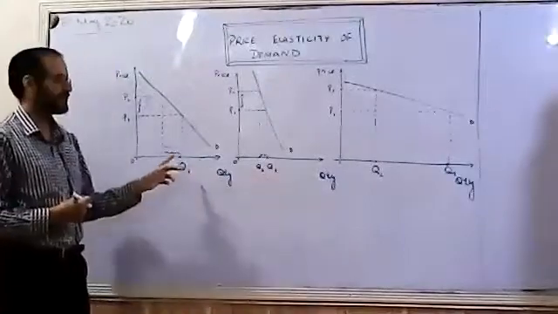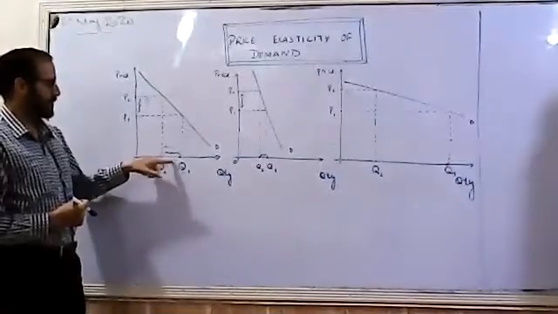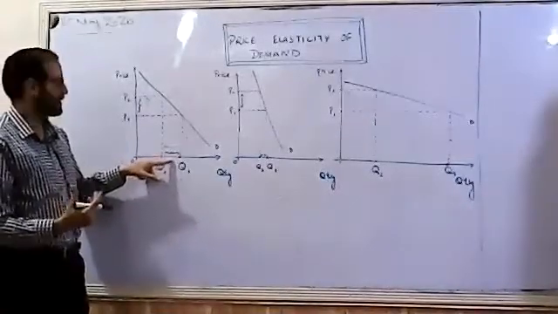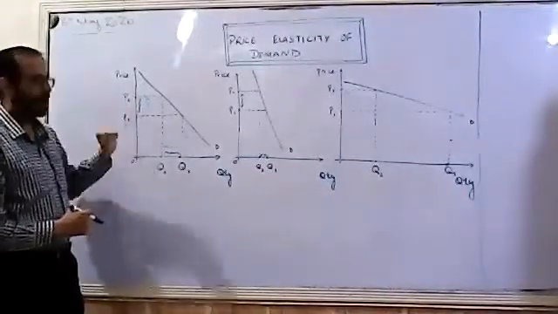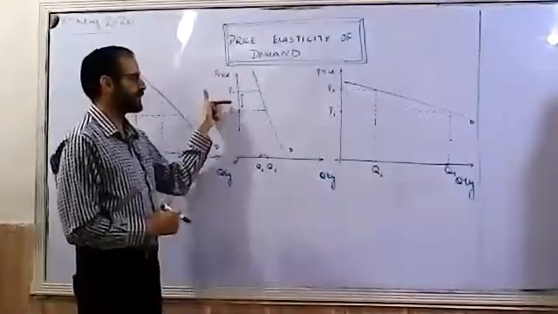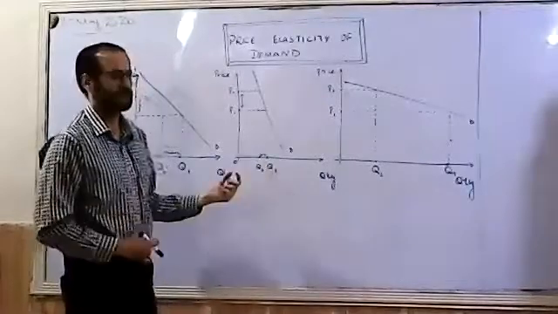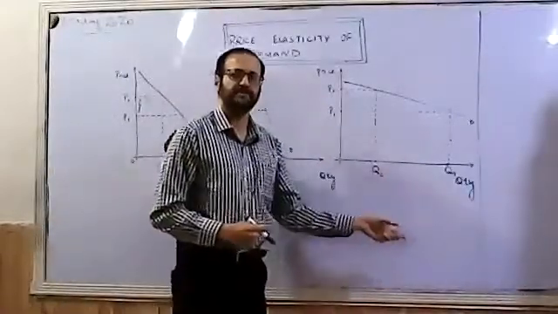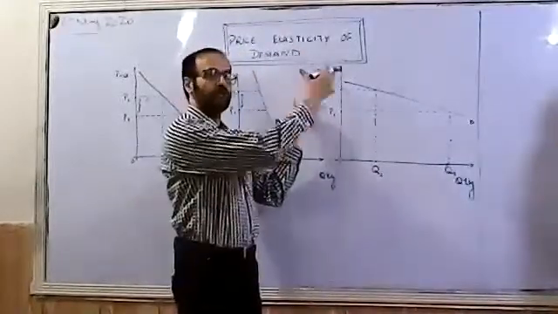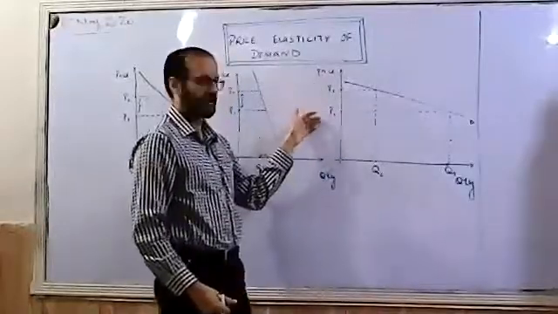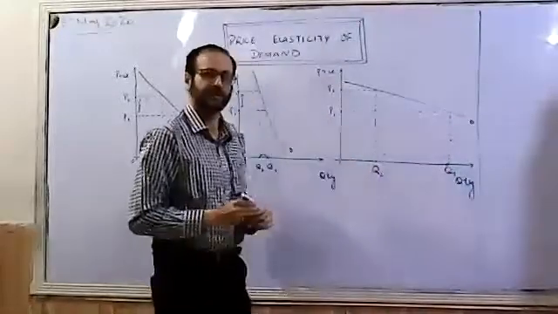The quantities are varying. In diagram 1, the quantity demand is decreasing or increasing by an amount equal to the change in the price. But in diagram 2, the price is changing more as compared to the change in quantity demand. In the last diagram, diagram number 3, the price is increasing or decreasing from P1 to P2 or P2 to P1, but there is a huge change in the quantity.